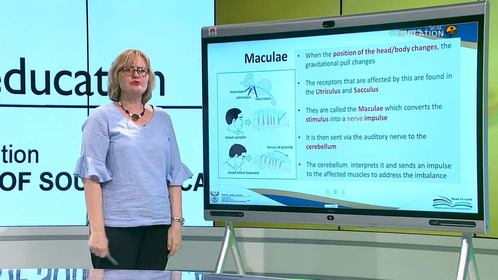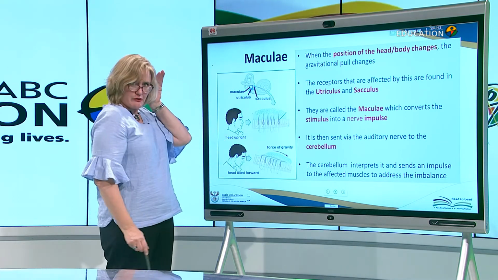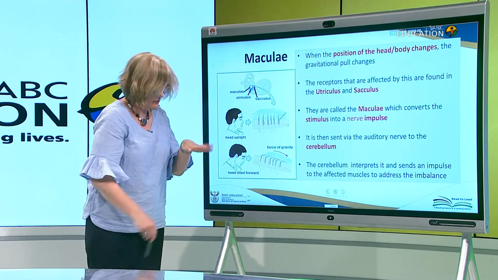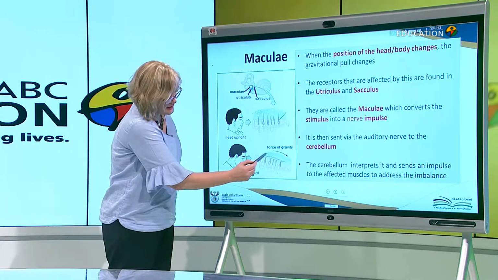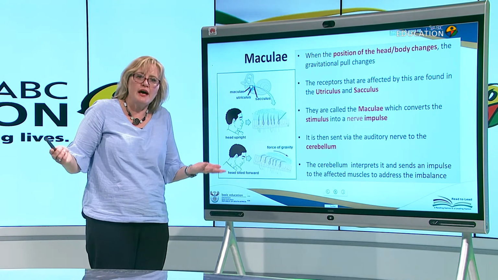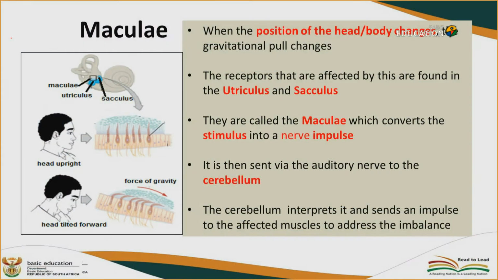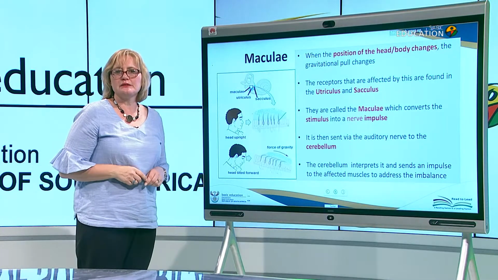But the moment you move your head like this, what's happening is these crystals are now falling over because there's gravity. Right, they are falling over there, and they're pulling this gelatine layer down there with the hair cells. And those hair cells are nerve cells. So what do they do? Aha, convert the stimuli into a nerve impulse. One mark, tick, there. And that is how balance is regulated by the macula.